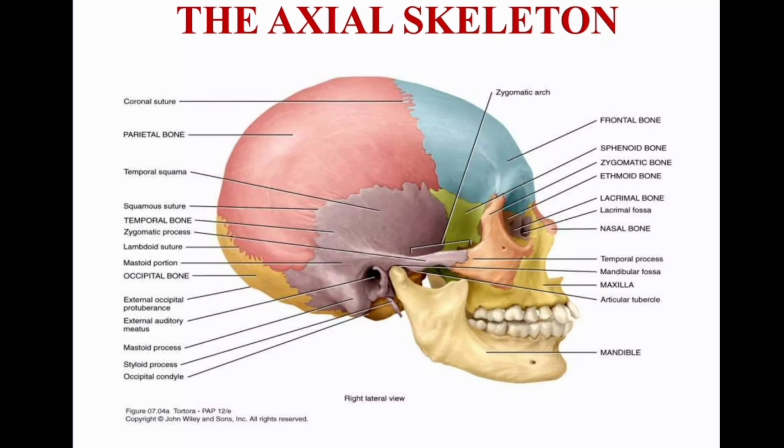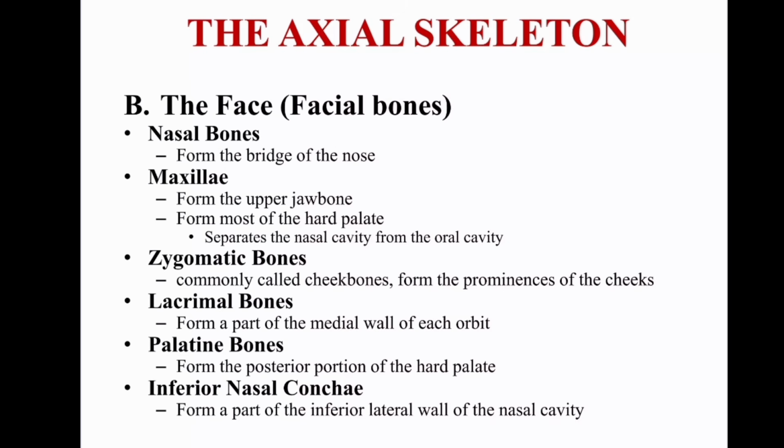Take the diagram. Next, B is the face. It is also called the facial bones. They are the nasal bones, maxilla, zygomatic bones, lacrimal bones, palatine bones, inferior nasal concha, vomer and mandible. The first one is the nasal bone, which forms the bridge of the nose.